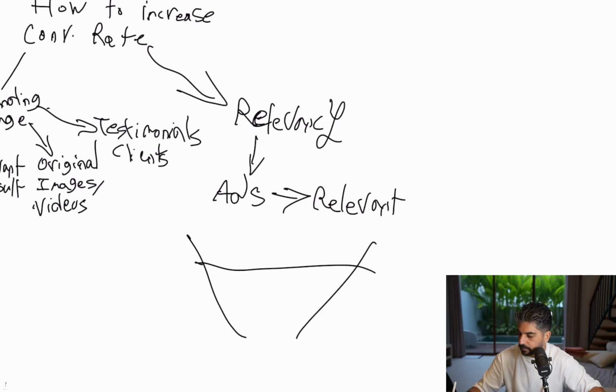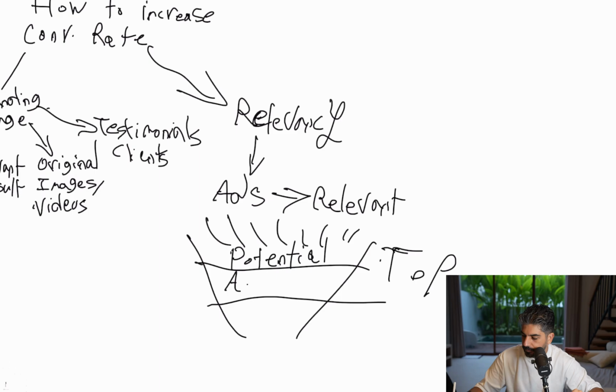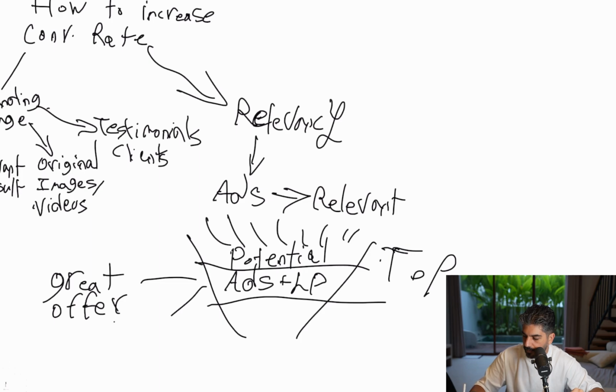So if we have a funnel, and this is the top part, so we want to just get here potential clients, right? Now, in the middle of the funnel, we have our ad plus landing page. Now, the ad needs to have a great offer. It needs to be localized. And this is basically the two main things.